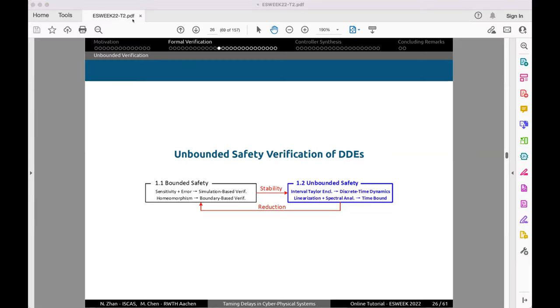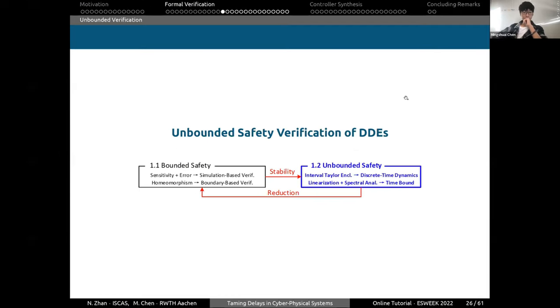Hey, Mingshuai, should we start now? Yeah, I think we can slowly start. Let me make my slides full screen. Yeah, can you see the slides now? Yes.